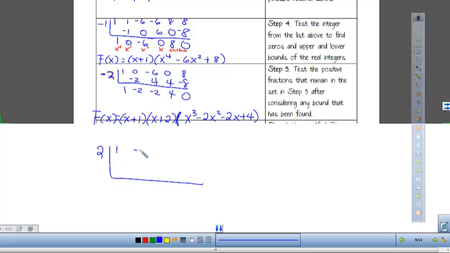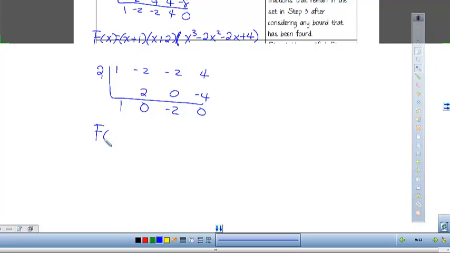Alright, so we get 1 minus 2 minus 2, 4. Bring down the 1. We get 2, 0. That gives us 0, negative 2, and is negative 4. So that works. Okay, so now I can write f of x as, okay, then we have x minus 2, and then now we're down to x squared minus 2. Okay, so how are we going to deal with that piece?